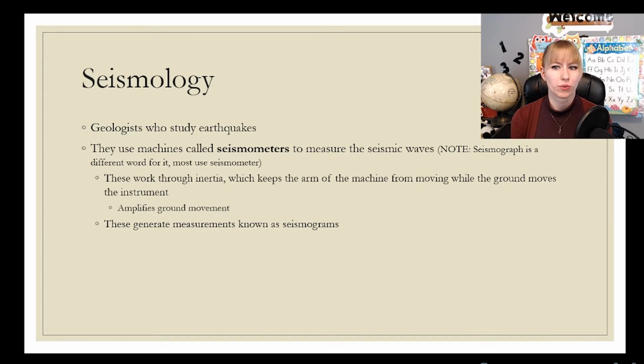So if an earthquake is felt at multiple facilities, you can then triangulate the location of the epicenter. These work through inertia, which keeps the arm of the machine from moving while the ground moves the instrument, which amplifies ground movement. And these generate measurements known as seismograms.